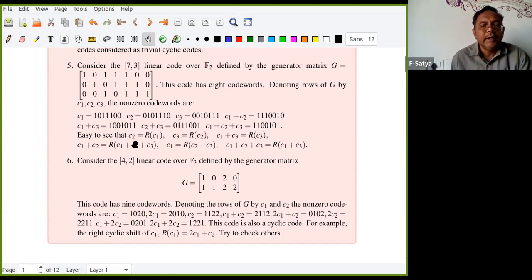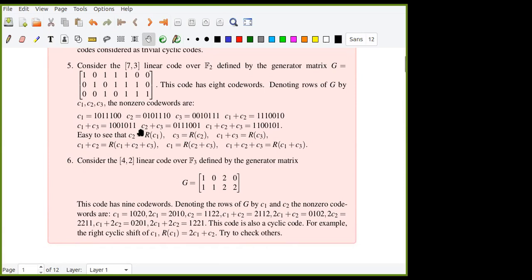Are you clear that all these are cyclic codes? Cyclic code words means if we shift it, again a code is a cyclic code or not? Because if I shift one, I can get another code word. So please let me know, is everyone clear with this? It's a cyclic code. Yes, sir.